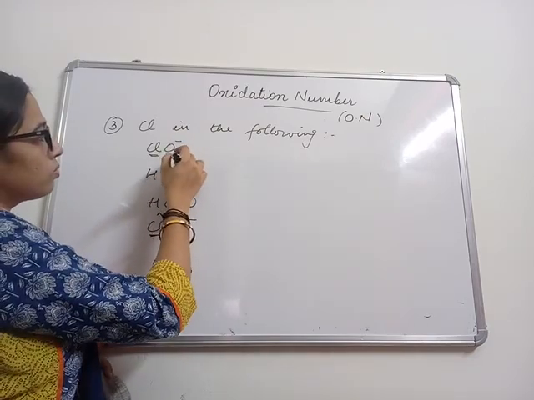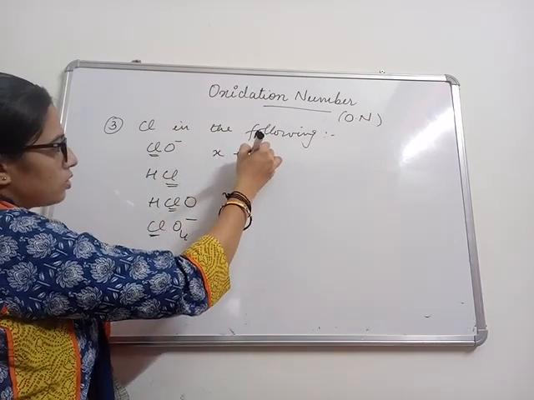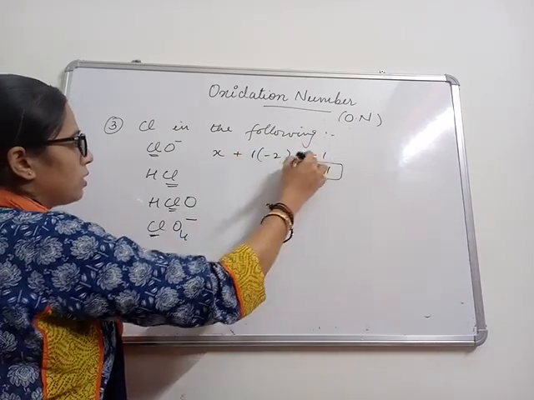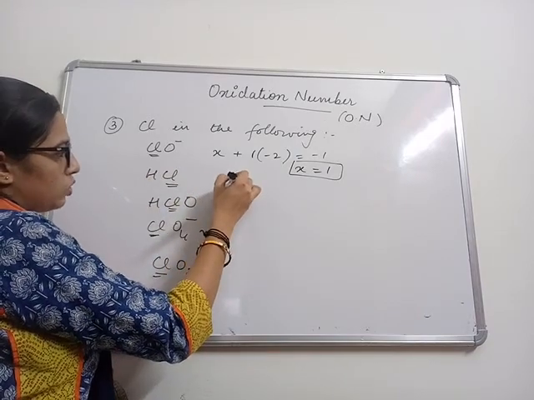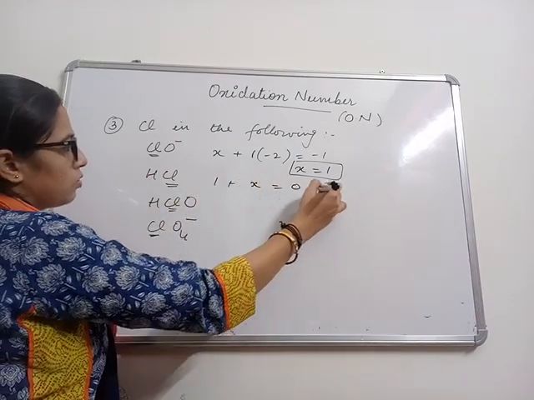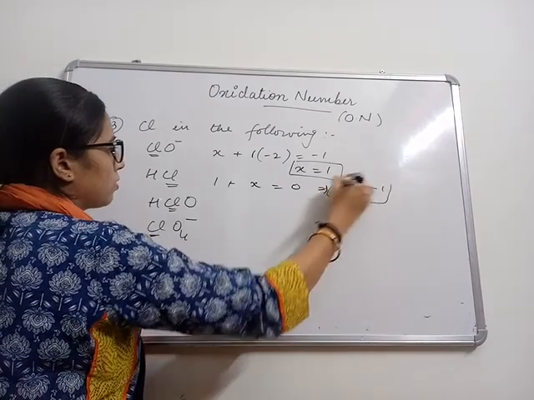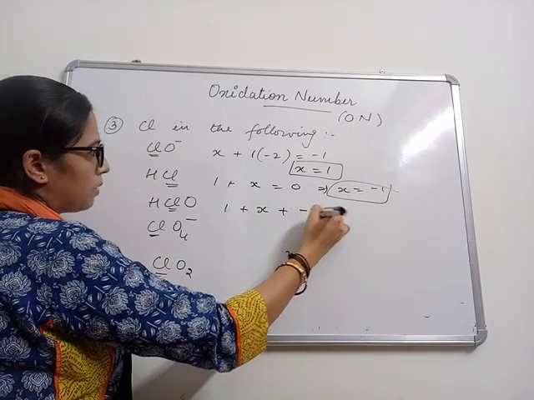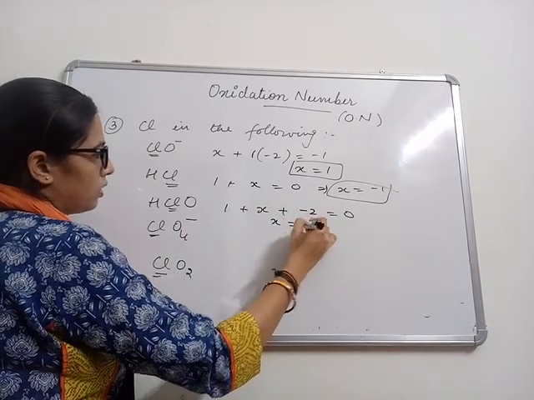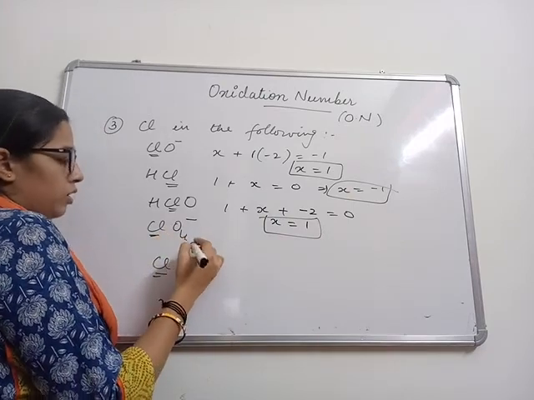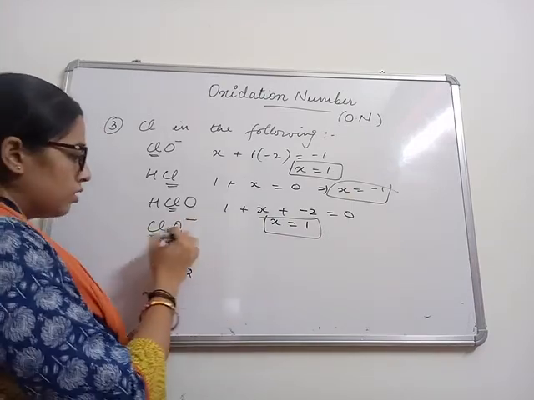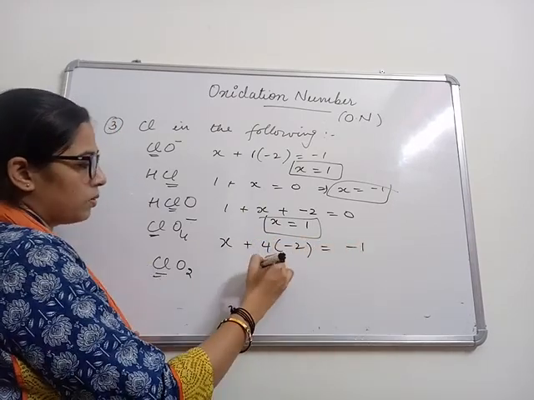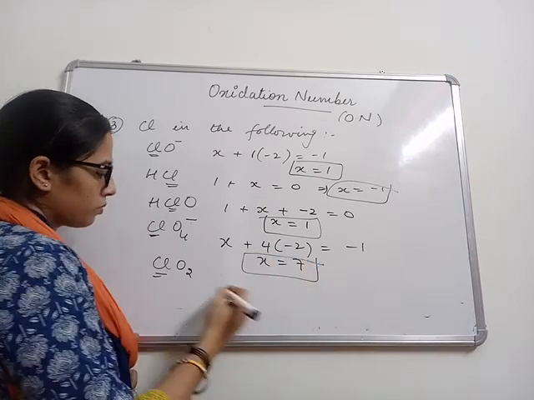So ClO minus, chlorine we don't know, 1 oxygen with -2, overall -1. So X is equal to +1. It is in +1 state. In HCl, H is +1, X, sum 0. So X is equal to -1. In HClO, H +1, Cl we don't know, 1 oxygen with -2 state and 0. So X is equal to +1. ClO4 with a negative charge overall, Cl X, 4 oxygen atom each with -2 and the sum is equal to -1. So X is equal to +7.